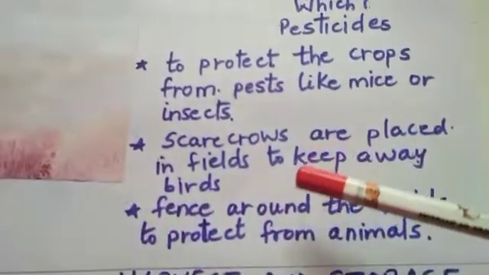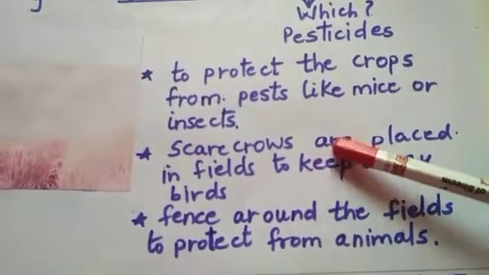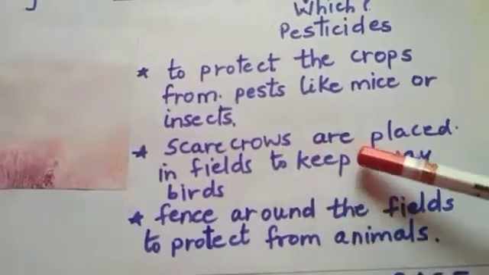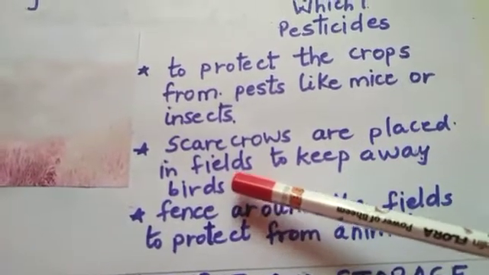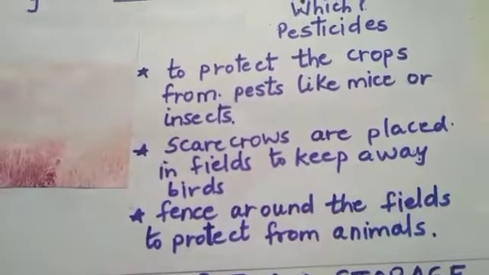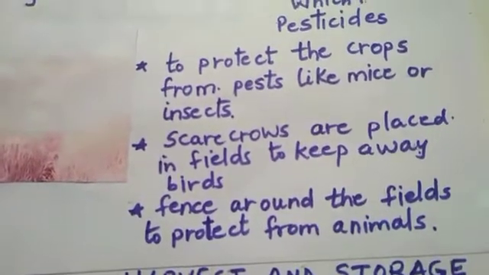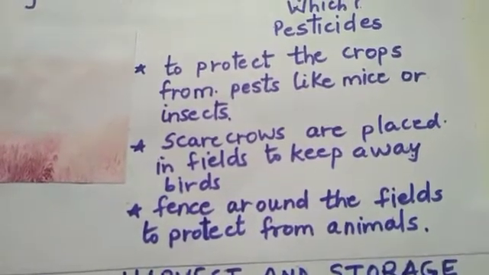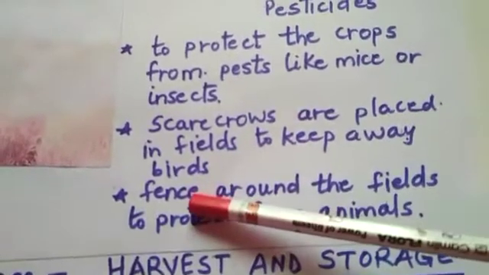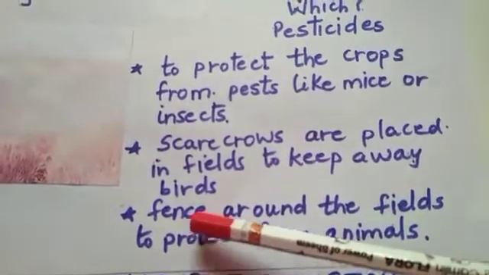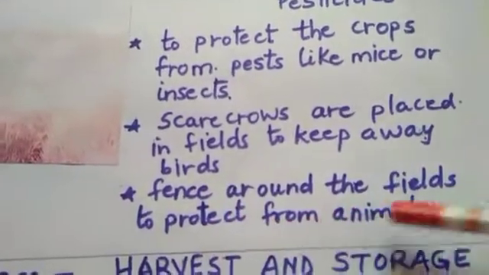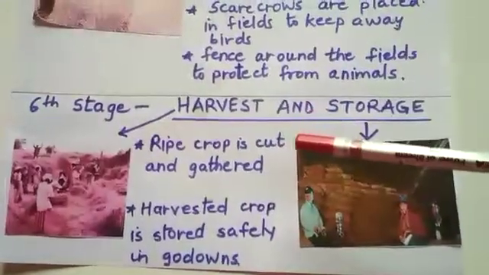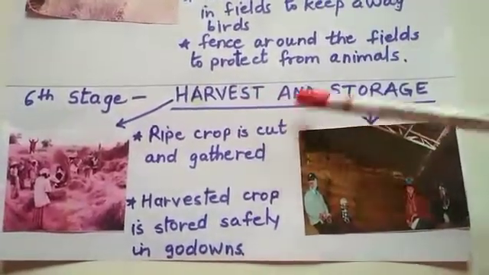Now there are other ways also to protect the crops. That is, scarecrows are placed in fields to keep away birds. You must have seen scarecrows. It's a structure that is constructed in the middle of the field, it looks like a human, and it helps in keeping the birds away from the crops. Then there's one more way of protecting the crop, that is to make a fence around the fields to protect from the animals.